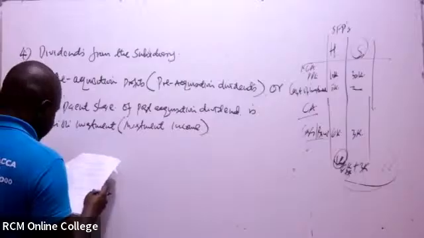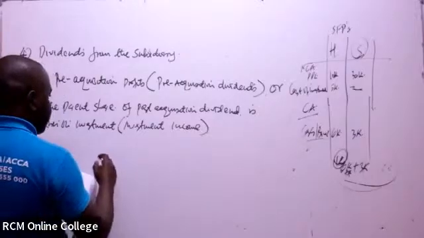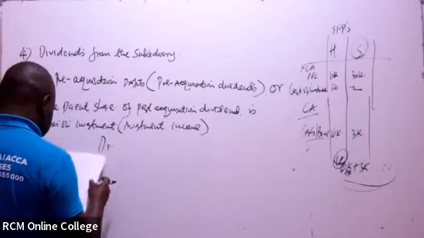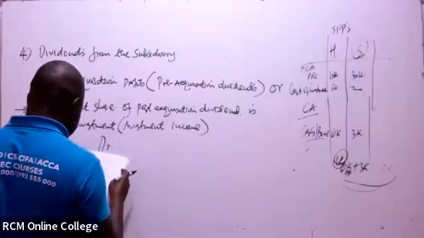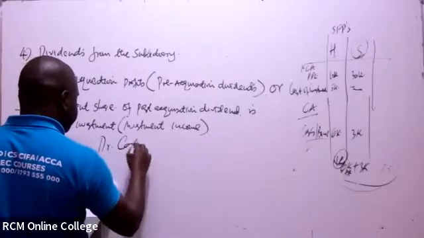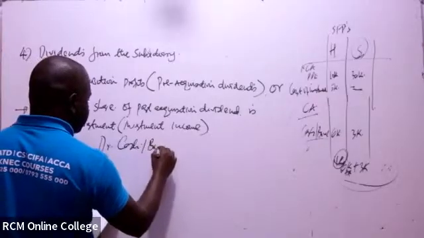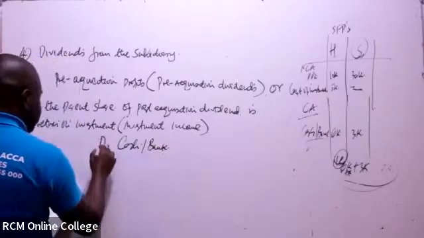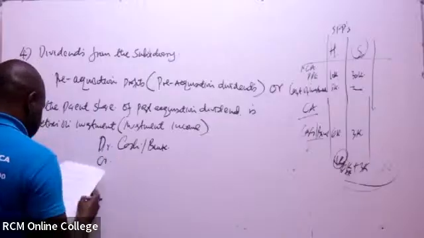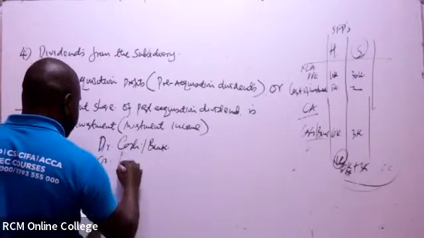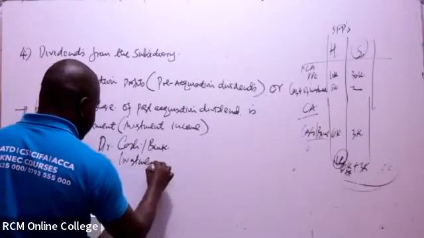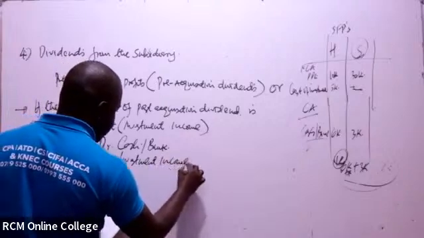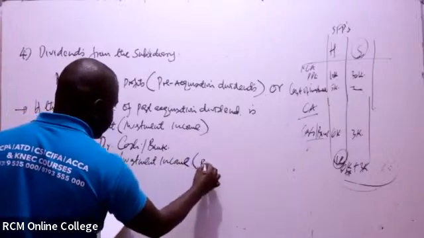in this case debit. You likely debit the cash, or in this case the bank, just the same entry, cash or bank. Then you likely credit investment income. This one is actually in the P&L.